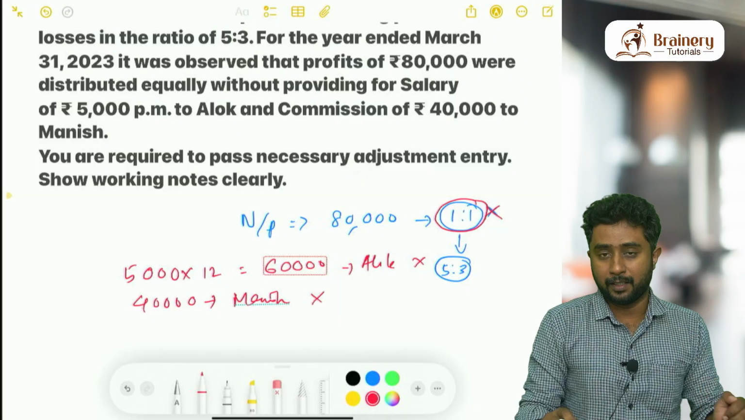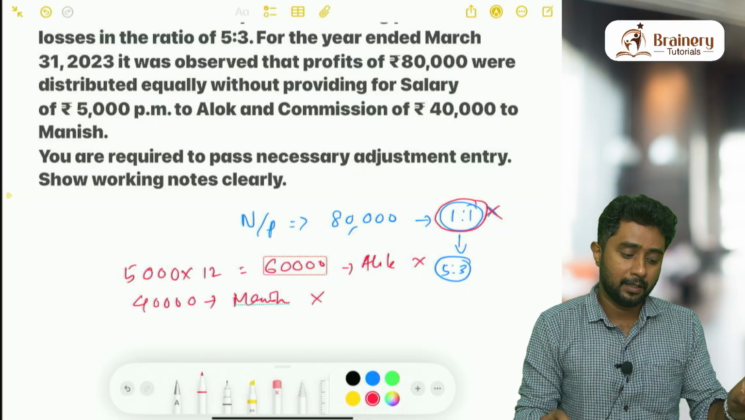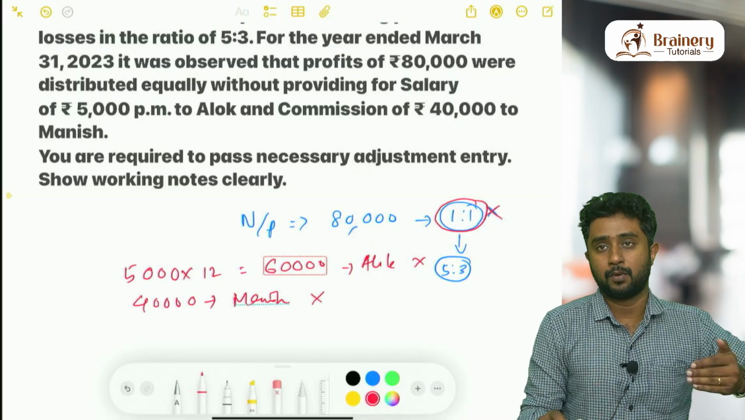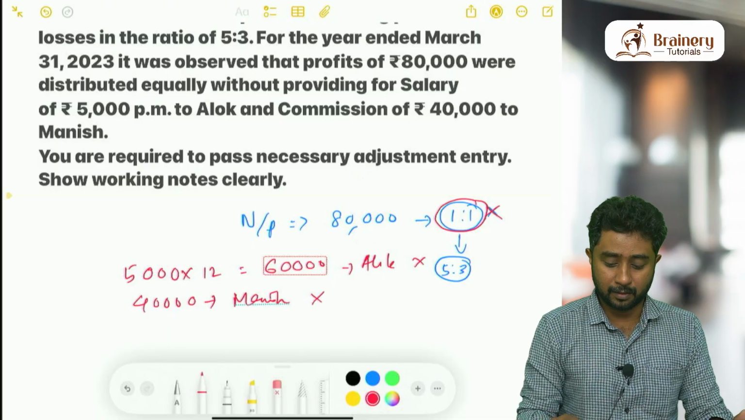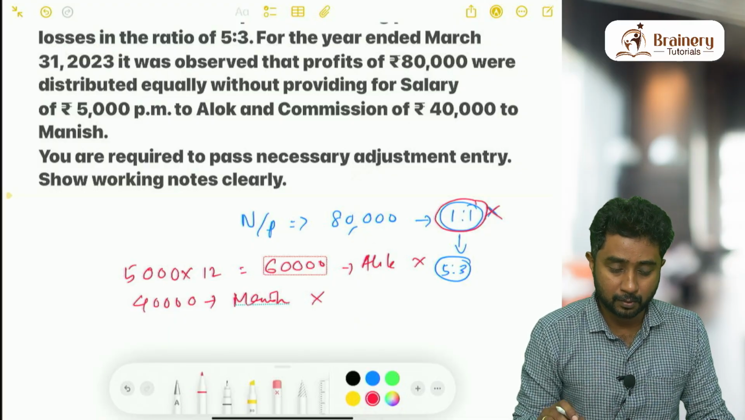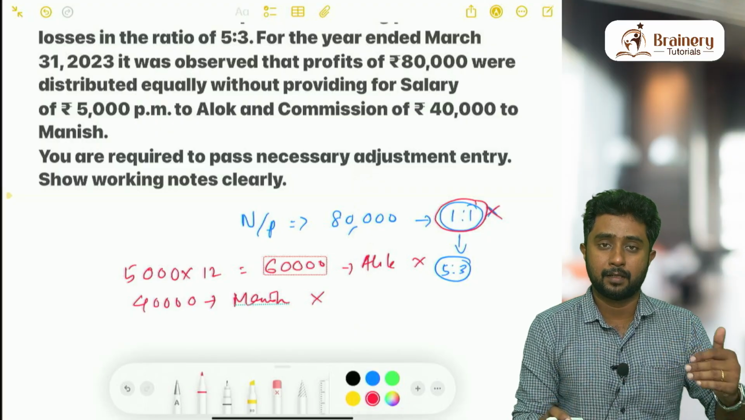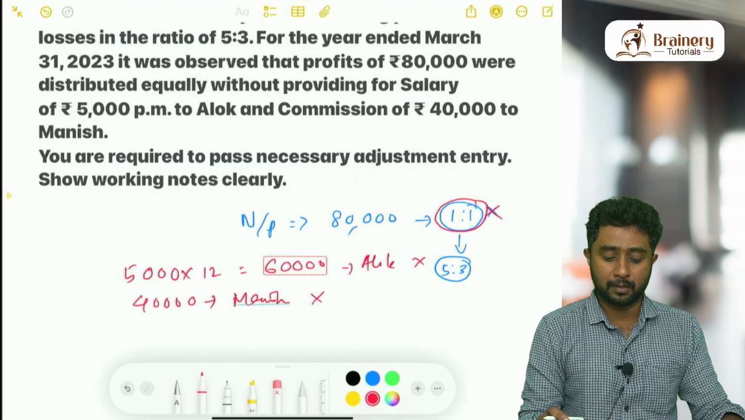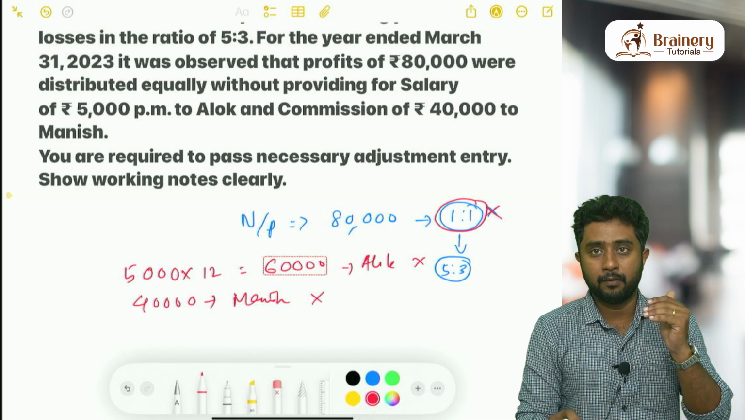So how to correct it? The question is to pass the necessary adjustment entry. So we are following the method where we are doing the adjustments and finding out who got an extra amount because of these errors and who got less because of these errors. When some errors occur like this, obviously some partners will gain out of it, some partners will sacrifice because of it. So who are the partners who benefited out of it? Who are the partners who sacrificed because of this? We will find it out, then we will pass the entry.